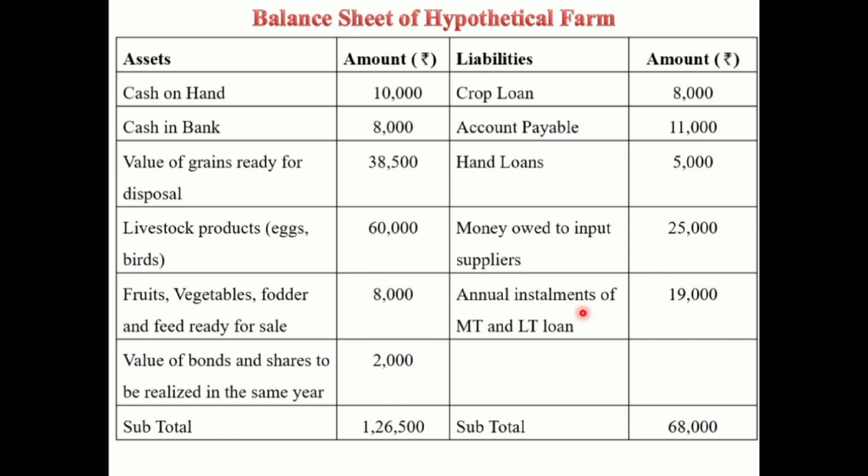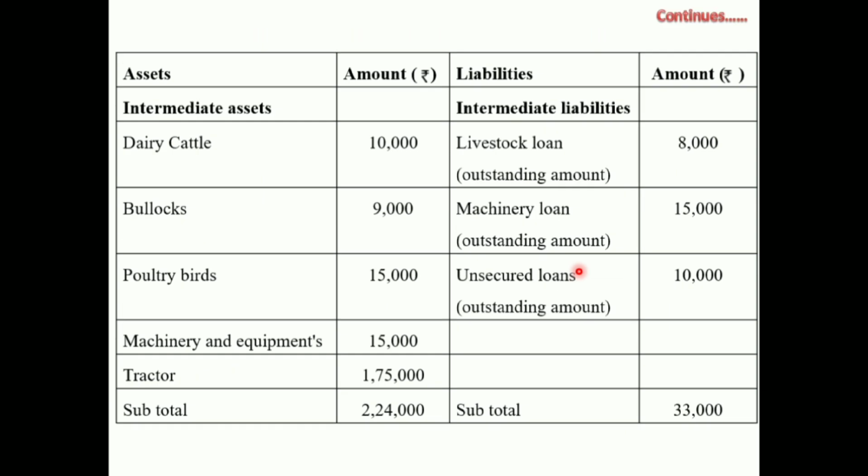A typical balance sheet shows the assets on the left-hand side and liability and equity on the right-hand side, and both the sides are always in balance. That's why the name is balance sheet. These are the current assets and current liability.